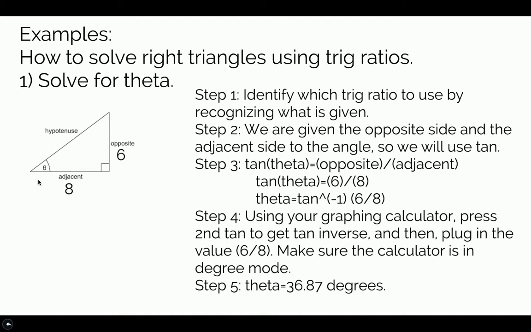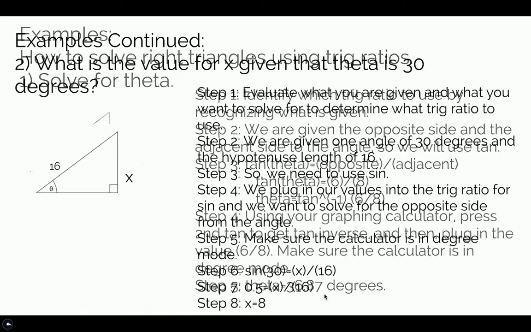Step 3 is tan of theta is equal to opposite over adjacent. So we write tan of theta is equal to 6 over 8. So theta, therefore, is equal to tan inverse of 6 divided by 8. Using your graphing calculator, press second tan to get tan inverse, and then plug in the value 6 divided by 8. Make sure that the calculator is in degree mode. Finally, we get theta is equal to 36.87 degrees.